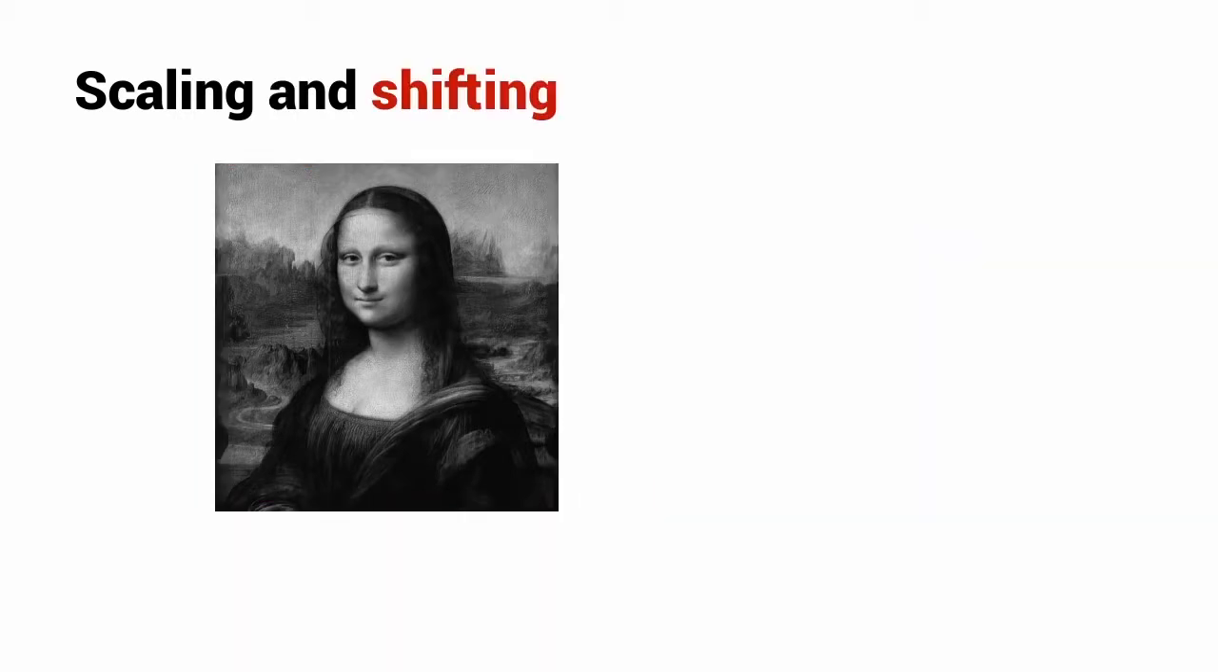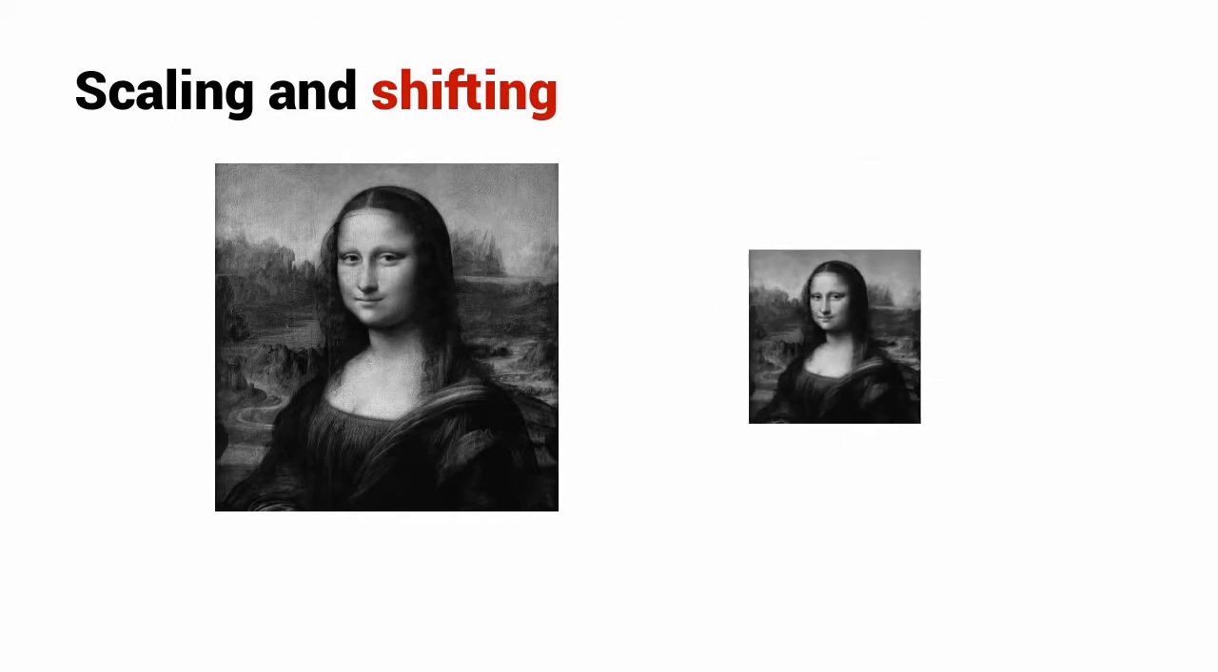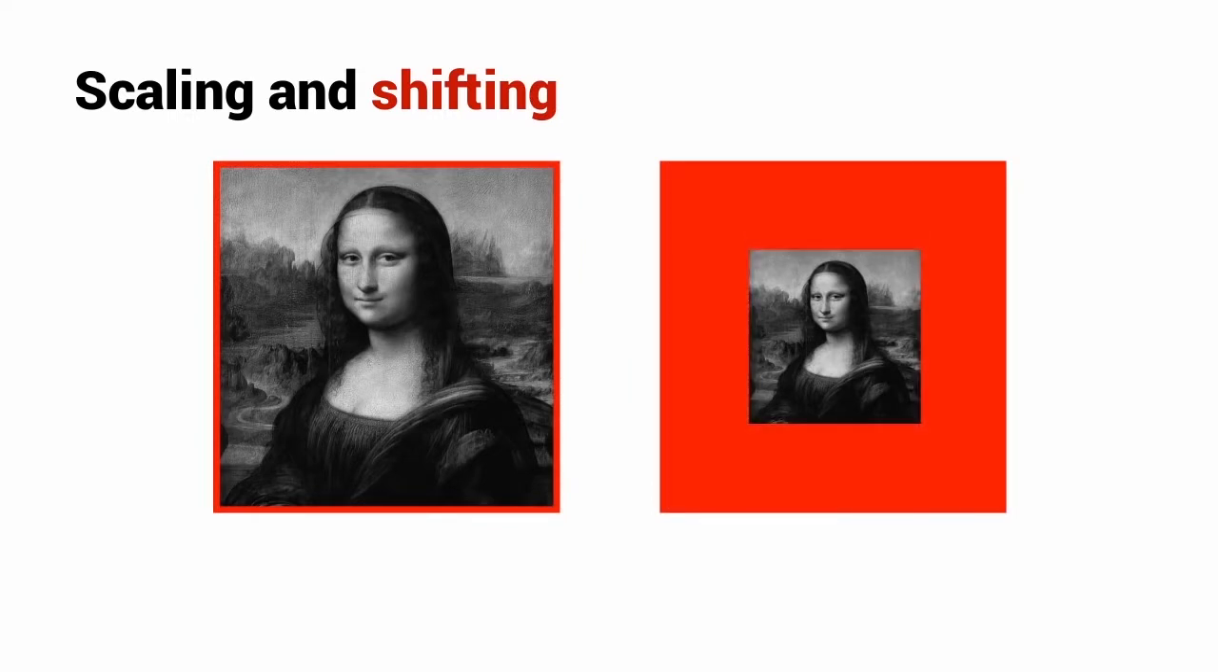Now I want to combine scaling and shifting. So we take our original input image and we're going to shrink her. We're going to put her into the middle of the output image. So she's been reduced in size and then offset so that the top left corner of the Mona Lisa picture is not in the top left corner of the output image.